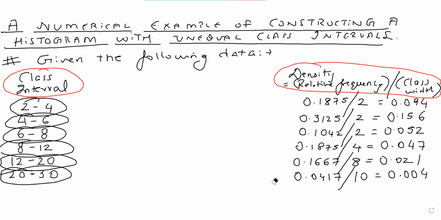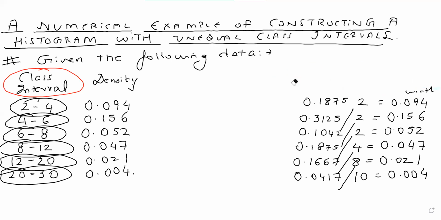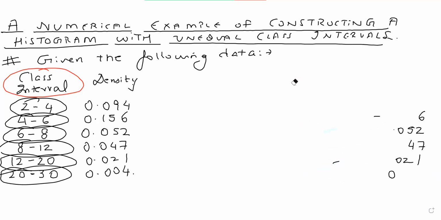What I'm doing now is writing the densities here. So this is 0.094, 0.156, 0.052, 0.047, 0.021. It's quite difficult to plot these decimals, and that too in an online lecture where I don't have any scale or any instrument to measure. I can only draw a rough kind of a picture.